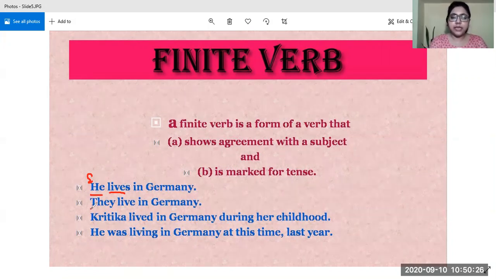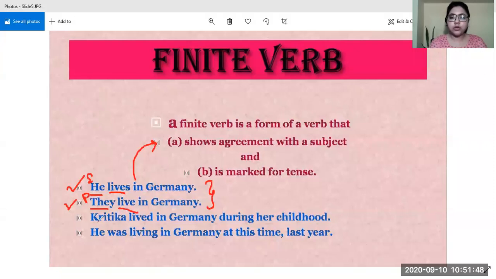Let us look at the second example. They live in Germany. See, they is plural. They is in plural form. So the verb which we add to the subject should also be in plural form. So live is the plural form of the main verb, live only. The plural form of the verb is the verb as it is, without an s or es. So these two examples show us that the finite verb changes with the change in the number of the noun. In the first case, the number was singular, so we used the singular form of the verb. While in the second sentence, the number of the subject was plural, so we used the plural form of the verb. So these two sentences have proved the first component of the finite verb.